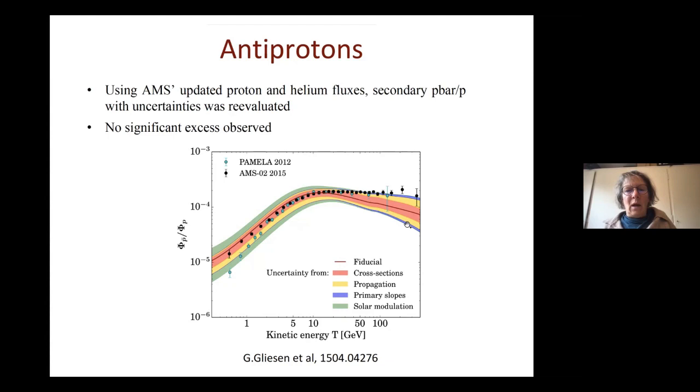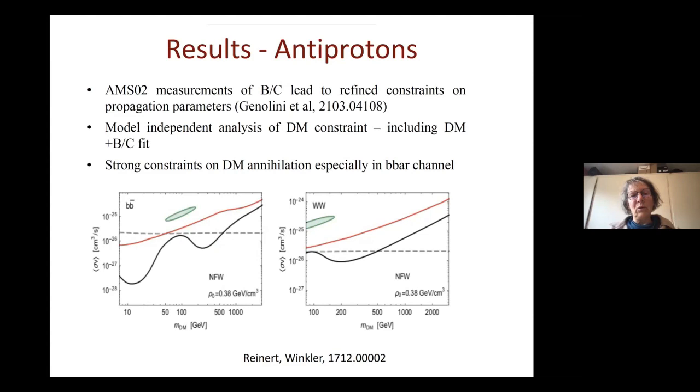Nevertheless, the situation has improved, and AMS-02 has made in particular a measurement of the boron to carbon ratio, which is also sensitive to the propagation parameters. It has now been possible to refine the constraints on the propagation parameters. And groups have been doing model independent analyses of dark matter constraints, including adding a component of dark matter with a given sigma V for a given mass and fitting all of this to the propagation parameters, including the data from B over C. Using this, one is able to derive strong constraints on dark matter annihilation, although these constraints do depend on your assumption about the propagation parameters, as well as about the dark matter density distribution.